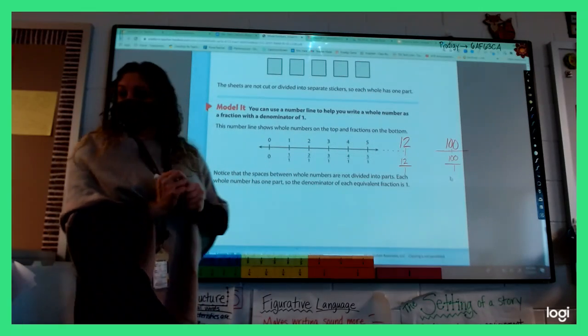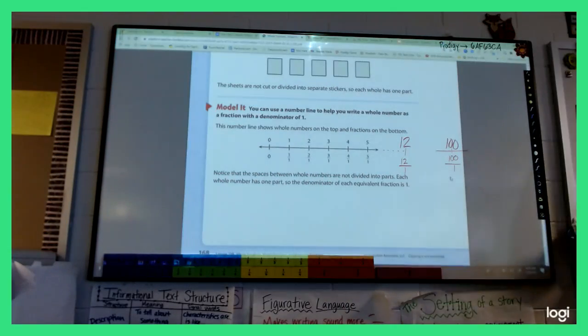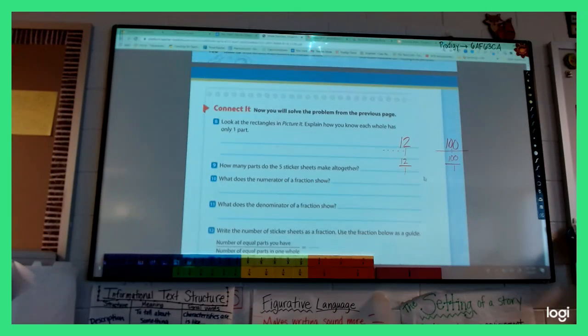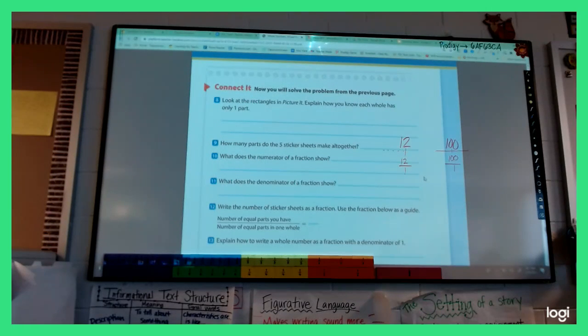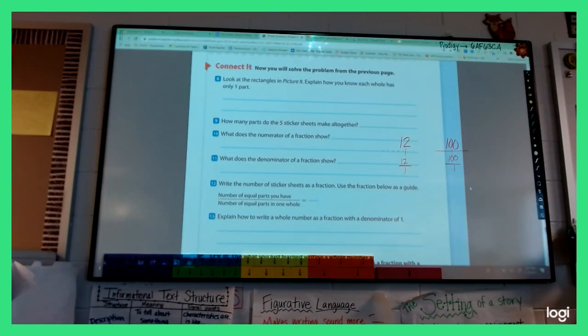All right, I'm going to scroll down again to the next page, and I need a reader to read Connect It. Abby, and you can read the problem underneath it. Connect it. Now you will solve the problem from the previous page. Look at the rectangles in the pictures. Explain how you know each whole has only one part.